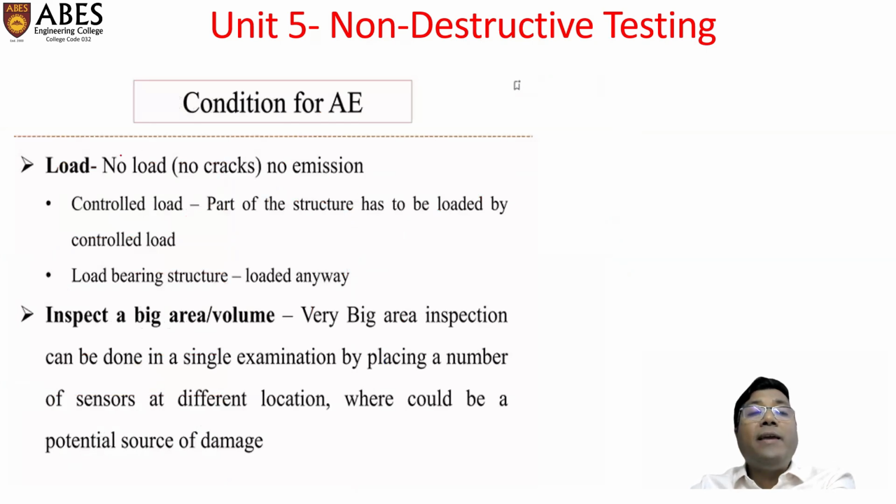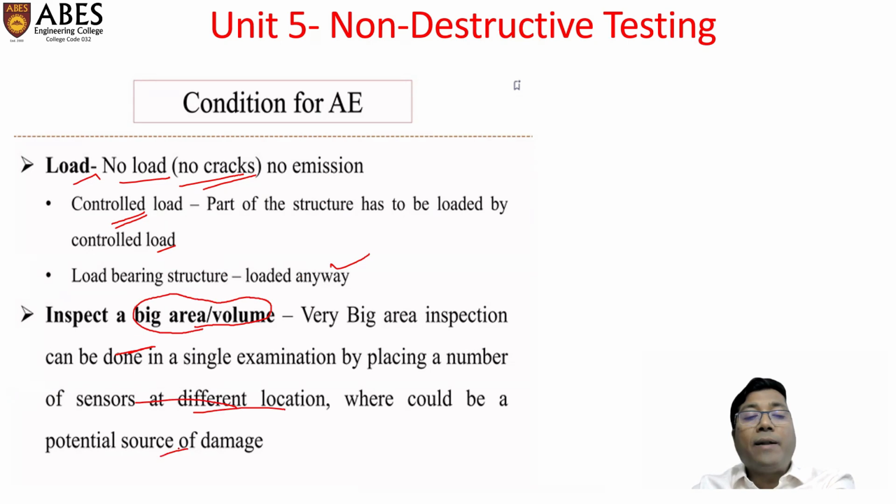What are the conditions for AE? Load, there must be certain load. No load means no cracks and no emission, so it cannot be detected by this method. Control load should be there. Part of the structure has to be loaded by control load, and a load bearing structure should be loaded anyway. Inspect a big area or volume at the same time, in real time. It is an advantage that a very big area inspection can be done in a single examination by placing a number of sensors at different locations where there could be a potential source of damage.